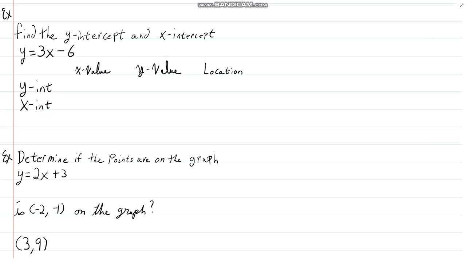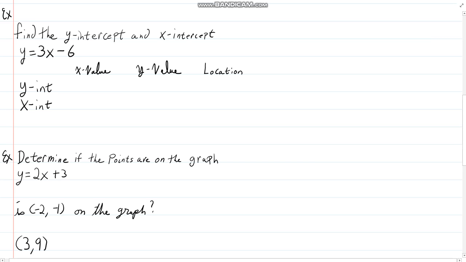Okay, in this video, I want to continue talking about x and y intercepts, and whether a point is on the line. So let's keep going. For this example, find the y-intercept and the x-intercept of the line y equals 3x minus 6.